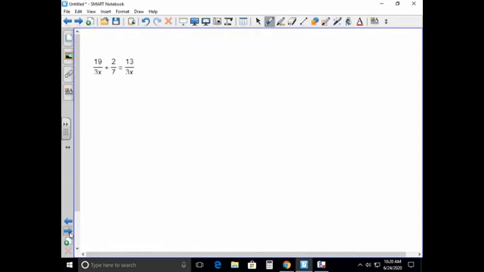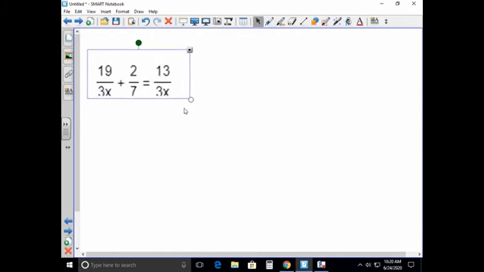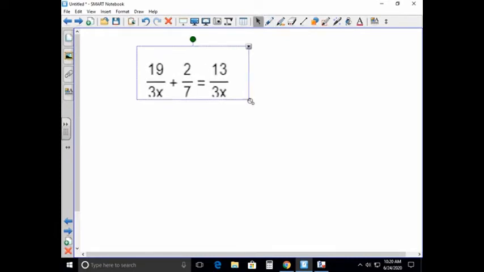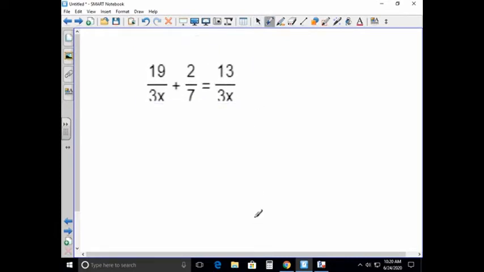All right, let's take a look at this one. All right, so we need to find out what do we need to multiply by to make our denominators go away. So I see some things on bottom. I see 3 x's, and I see a 7. So to make the 3 x's go away, I'm going to need to multiply everything by 3x. And let me do it like this, just for illustration.